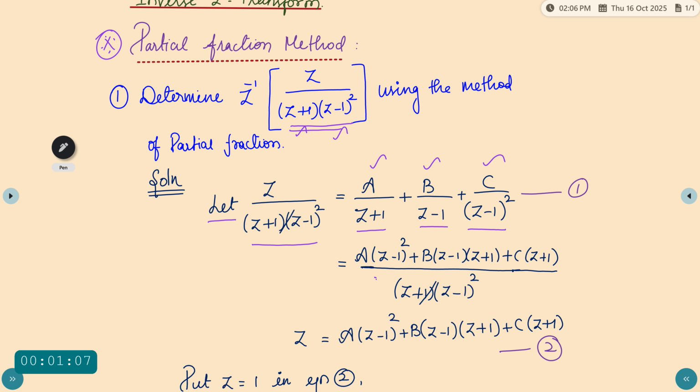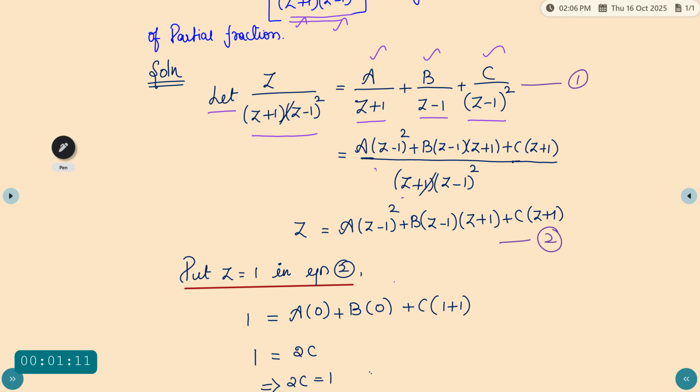Next we are going to take the common factor, that is Z plus 1 into Z minus 1 the whole square. In the numerator, here Z plus 1 appears, the remaining term is Z minus 1 the whole square. So I am going to multiply here A into Z minus 1 the whole square, plus B. See the B denominator, Z minus 1 only here, so I am going to multiply Z plus 1. Next in C, Z minus 1 the whole square, the remaining term is Z plus 1, so I am going to multiply here Z plus 1.